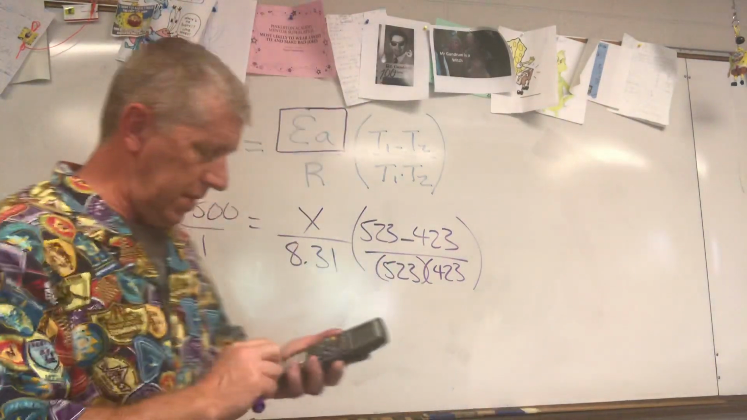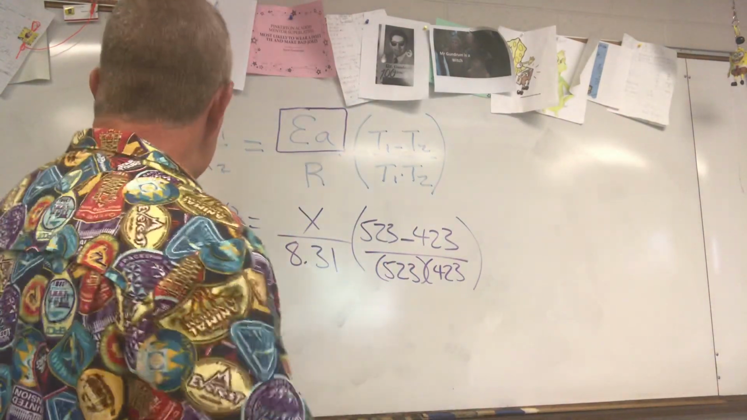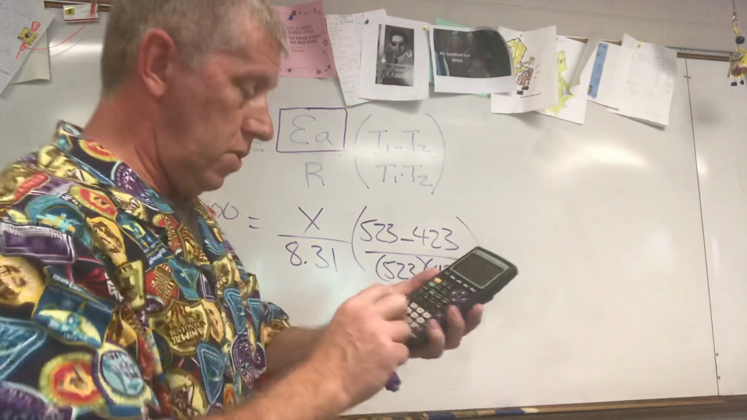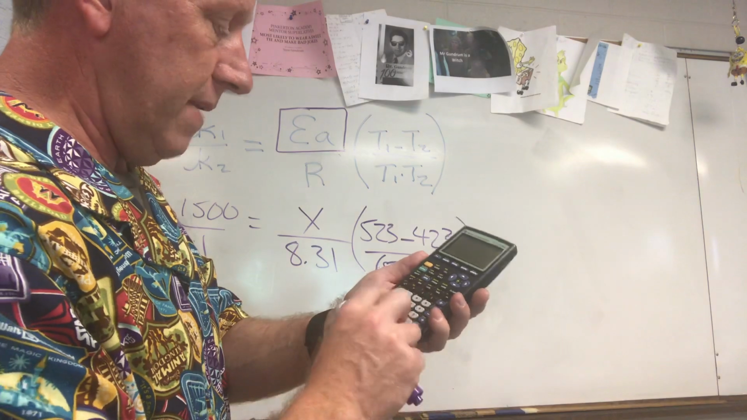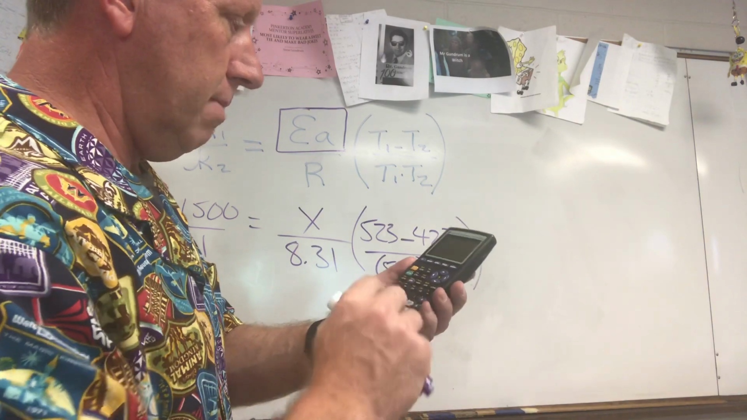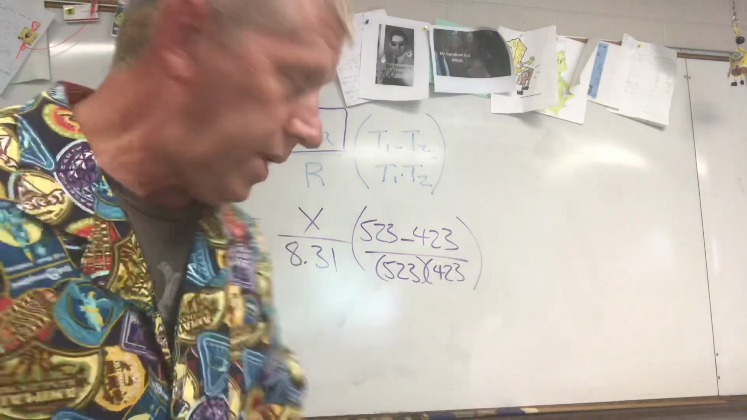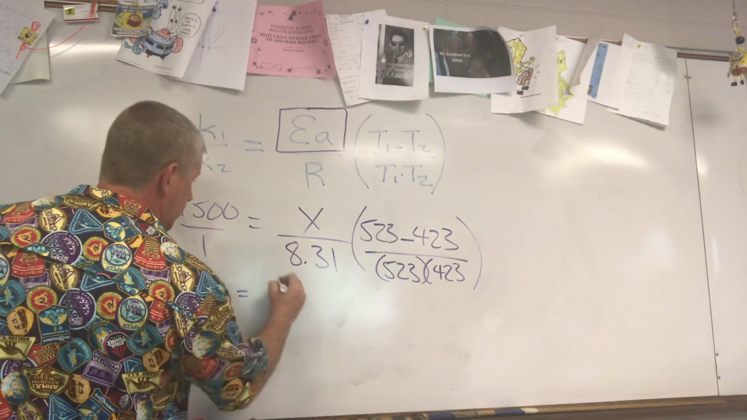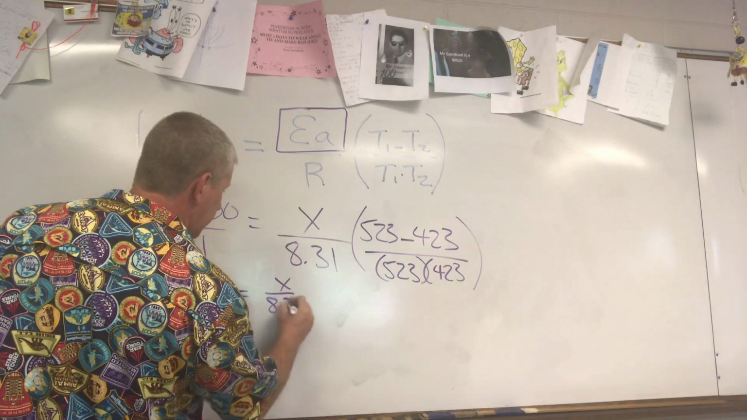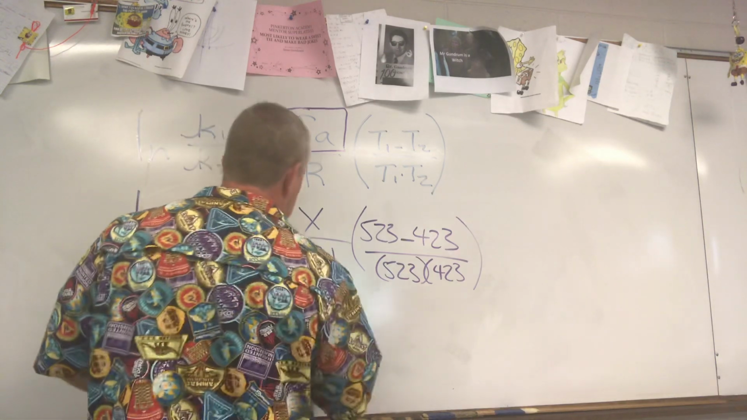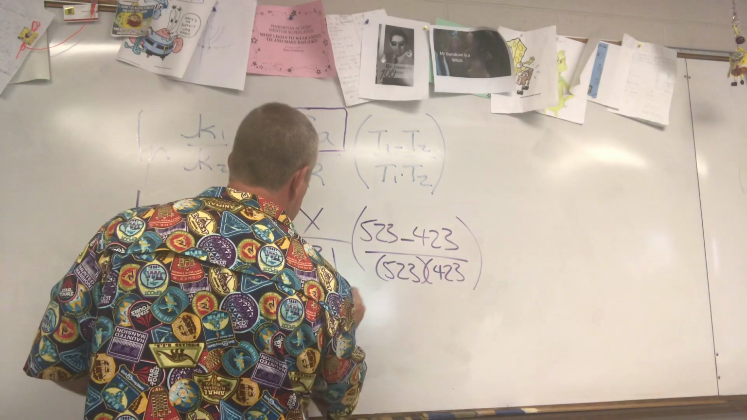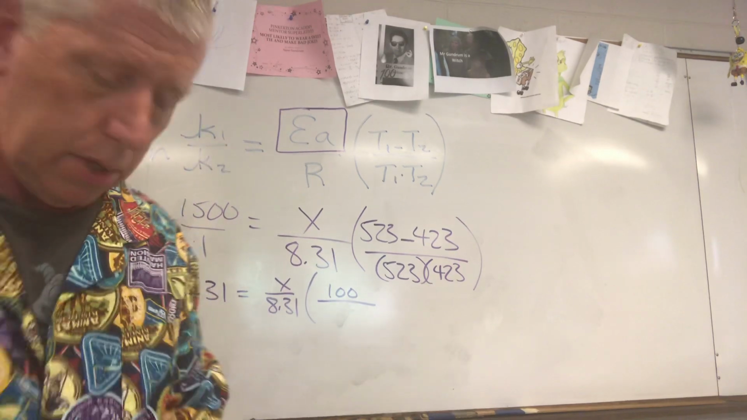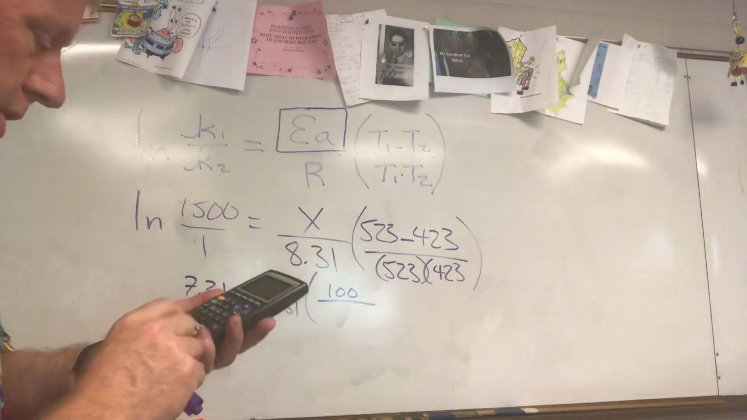And we got this. We got this, people. The natural log of 1500 over 1, which is 1500. So I'm going to go in ln 1500. Boom. 7.31 equals x over 8.31. All right. This is 100. But this is a really big number. That's going to be a really big number.